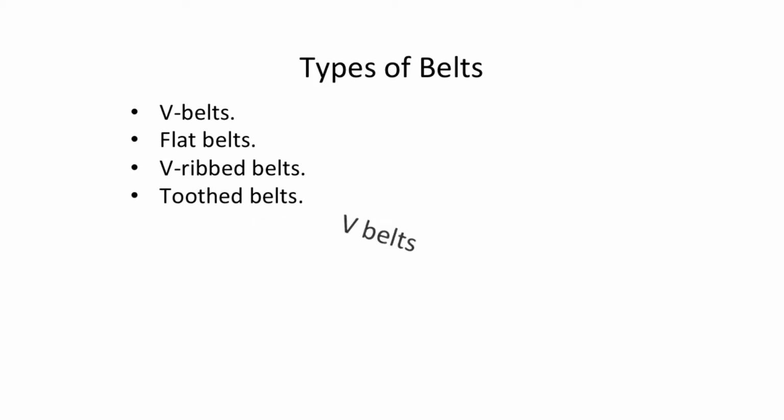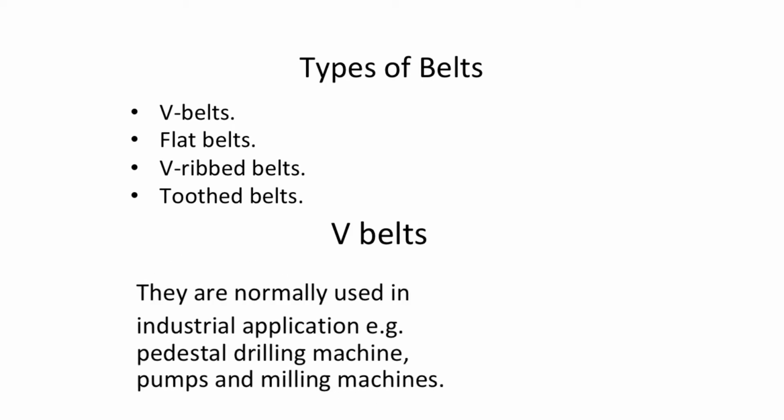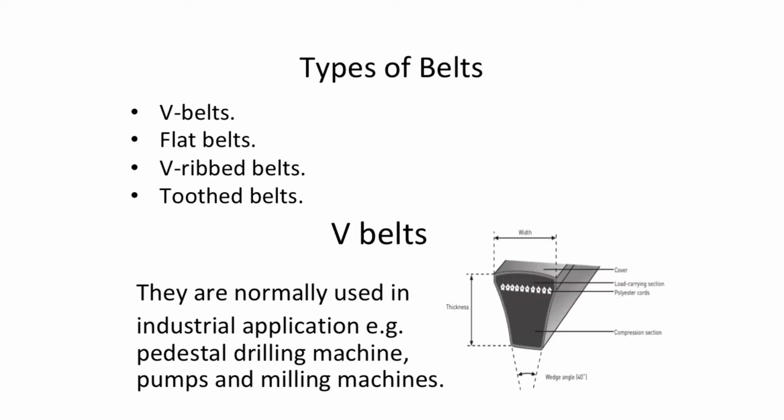So then I want us to check what we mean by V-belt. V-belts are normally used in industrial applications, e.g. pedestal drilling machines, pumps, and milling machines. And that picture shows a V-belt.